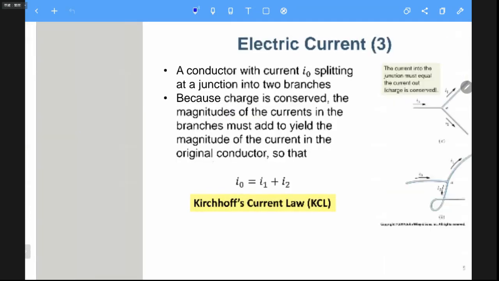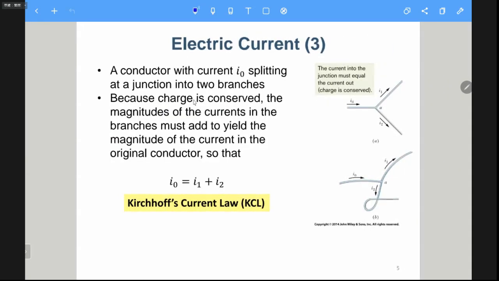So nothing special. And next, we also introduce a law called the Kirchhoff current law, KCL. KCL in circuits stands for Kirchhoff's current law, not potassium chloride. It is chemistry stuff. So a conductor with current I0 splits at the junction into two branches because charge is conserved. We know charge is conserved. In chapter 21, you already know this fact.